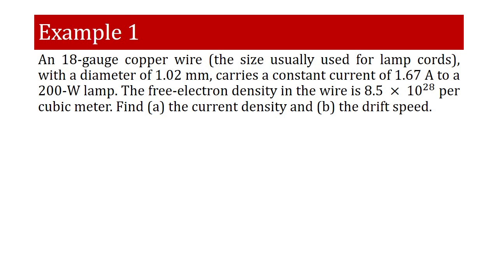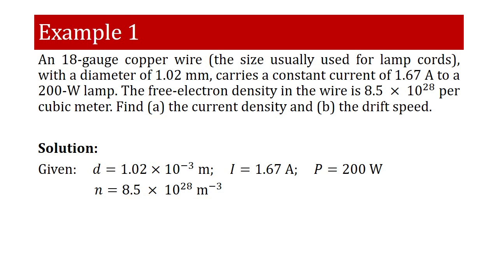So for current density, let us look first kung sa mga given kay murag daghan kaayo. Ang 1.02 times 10 to the minus 3 meters mao na siya ang diameter sa copper wire, while 1.67 amperes mao na siyang current. 200 watts, that is, ang watts is a unit of power, pero wala na siya magamit, dili na siya magamit diha. Ang 8.5 times 10 to the 28 per cubic meter, mao na siya ang concentration n.